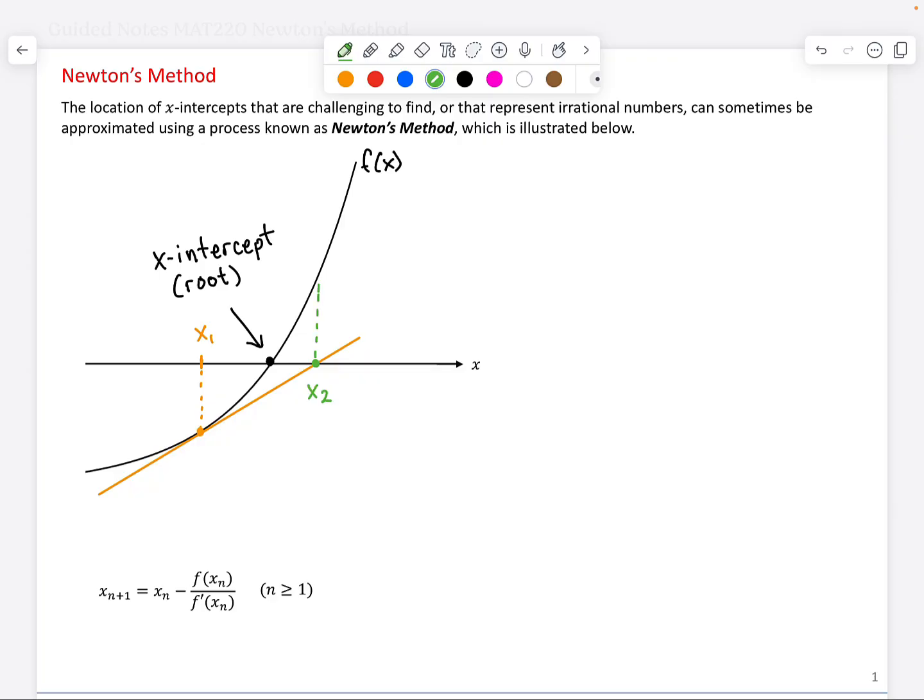We find the point on the function corresponding to x equals x sub 2, find the tangent line, and then find the root or x-intercept of that tangent line. And we'll call that x sub 3. And then I continue. And in this case, we can begin to see that I've created a sequence of x-coordinates, x1, x2, x3, that appear to be getting closer to the location of the x-intercept of the function. Let me illustrate this with technology.